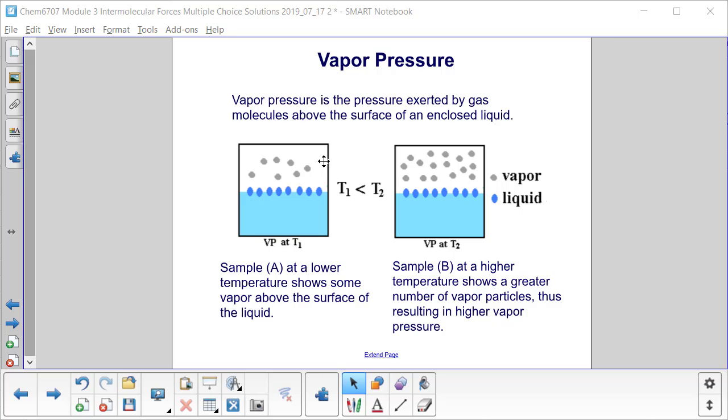Sample A at a lower temperature shows some vapor above the surface of the liquid. Sample B at a higher temperature shows a greater number of vapor particles. If there are more particles escaping to the vapor phase, there are more there to exert a higher pressure. So as the temperature increases, the number of vapor particles increases, and the vapor pressure also increases. And as we just discussed on the previous slide, once that vapor pressure increases to be equal to the pressure of the atmosphere, that is when boiling occurs.